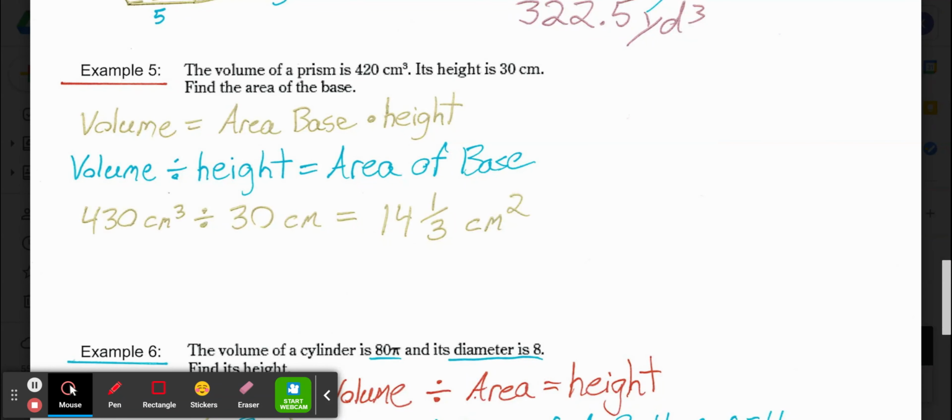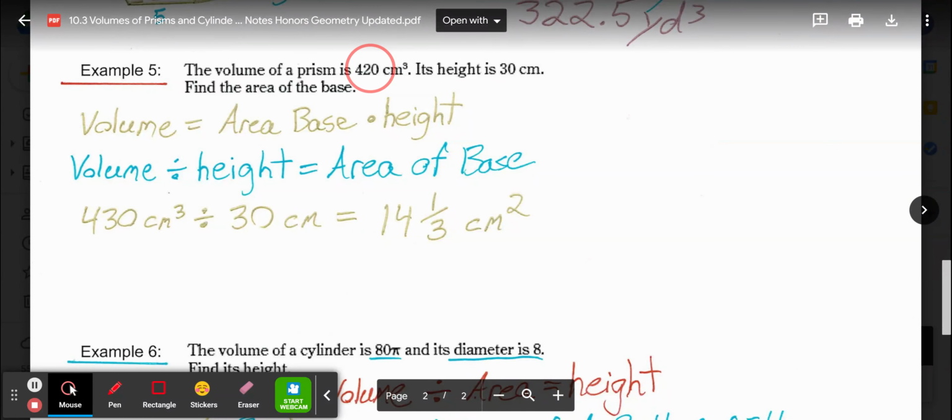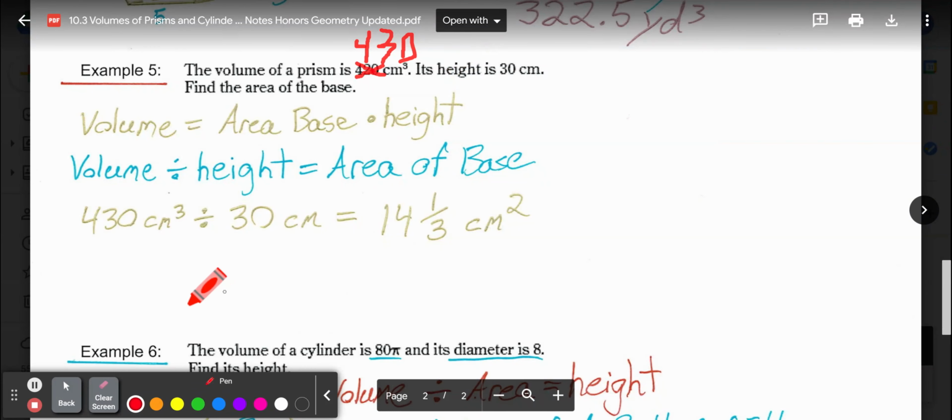Example 5. We're going to have to work our formula backward because they give us the volume of a prism at 420 cubic centimeters. Now, what I'm going to do for the sake of my problem, because you can see I wrote that as 430, I'm just going to make you change this in your notes, little teacher approach, to 430. So we're going to say that this prism is 430, not 420. And the height of the prism is 30 centimeters. Find the area of the base.